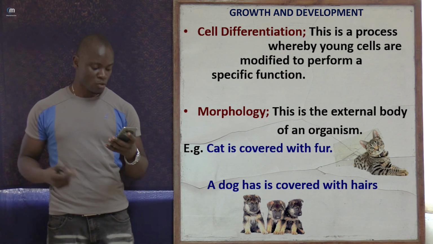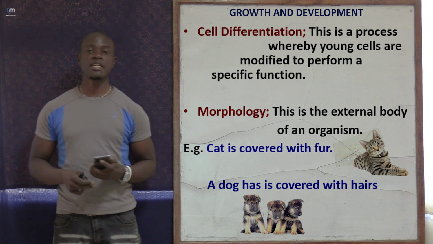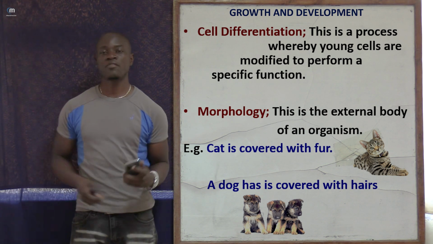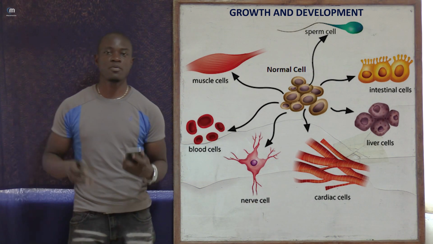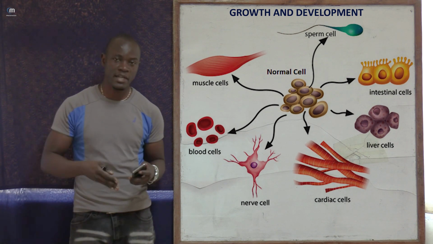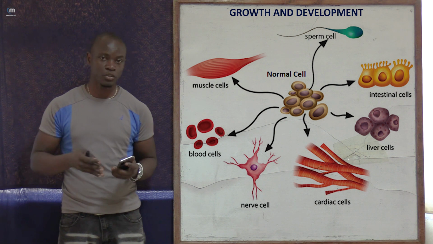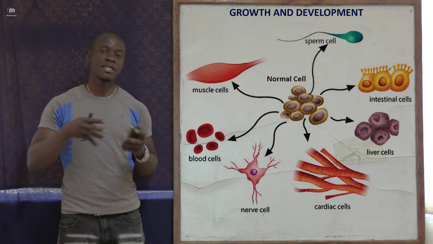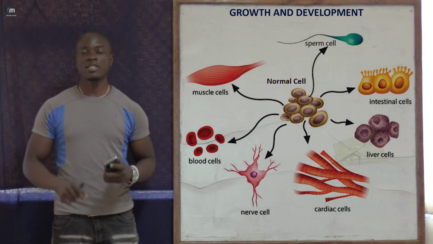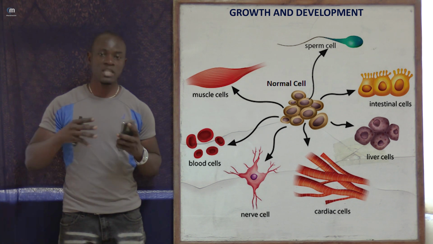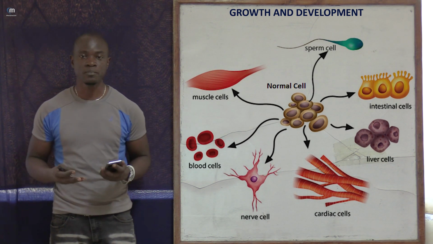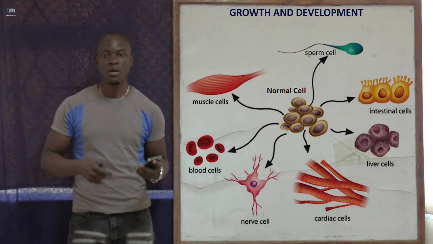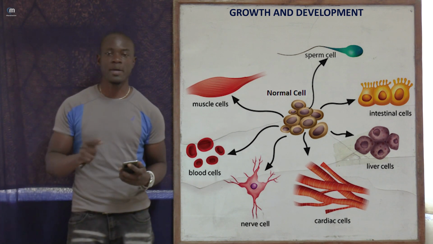So let's go to the next question, definition of terms. We have cell differentiation. So what is cell differentiation? For cell differentiation, you can say that this is the process whereby young cells are modified to perform a specific function. So remember, cell differentiation, cell modification, cell specialization, what we studied in Form 1. It is just the same definition: the modification of a cell in order to perform a specific function. That is cell differentiation or cell modification or cell specialization, what we studied back in Form 1.